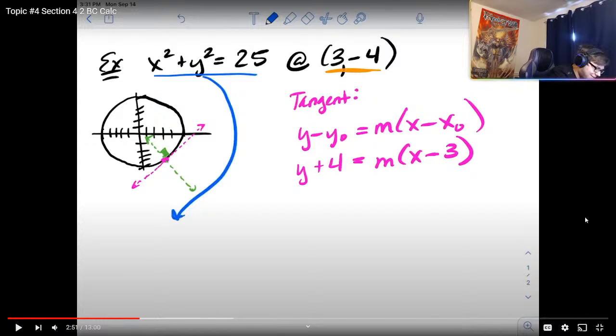Let me write down x squared plus y squared is equal to 25. So dy/dx is equal to 2x plus 2y dy/dx is equal to 25 minus the 2x at both sides. dy/dx is equal to 2y dy/dx is equal to 25 minus 2x.